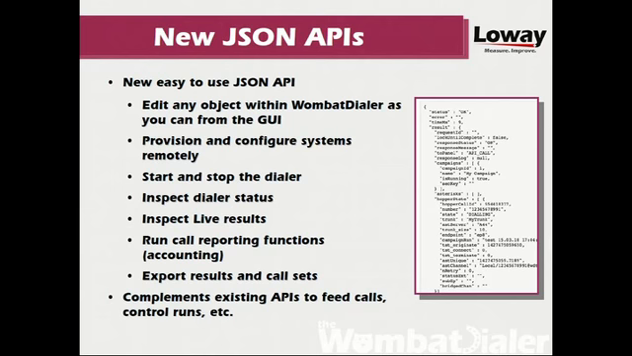We added a new extension, JSON APIs. The new JSON APIs let you do basically anything. Anything you can do using your own GUI can be done using the JSON APIs. This means you can even configure remote systems completely and provision them. You can start and stop the dialer, you can inspect what's going on, you can see the same things you'd see from the live page and decide whether you want to start or stop campaigns. And you can even call reporting functions to get accounting out of the systems. Plus, of course, you can export everything.